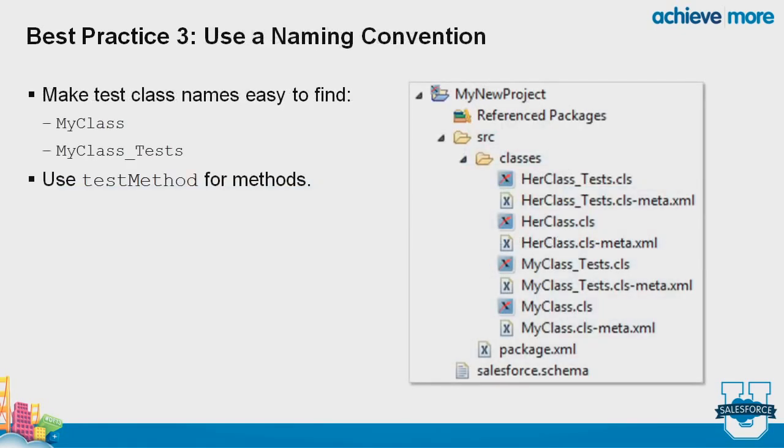Best practice number 3. When you create a test class, it's not mandatory, but it's a very good idea, a best practice, to give it the same name as your class, but ending in underscore tests. What does that do for the system? Nothing. So why do it? So that when you view your classes in alphabetical order, they're listed one after the other, and you can easily work with them. All right.